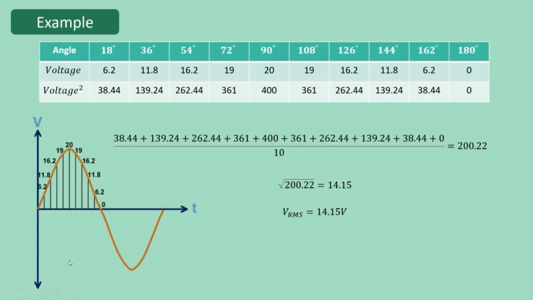Here is the example. In this image, you can see we divide this half cycle into 10 individual points. And then we find the voltage of each point and find the square of this voltage, then find the mean of them, and then take the square root of this value, and now we have the RMS voltage for this wave.